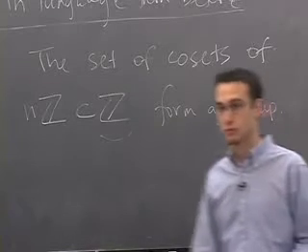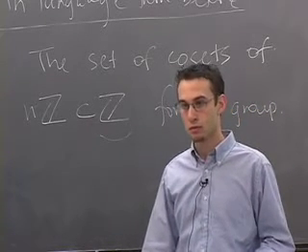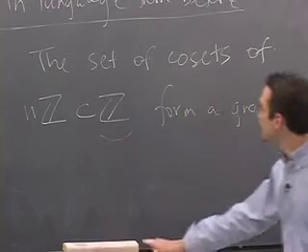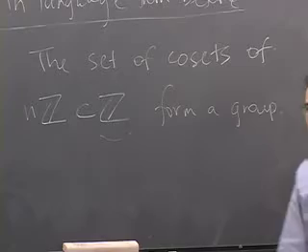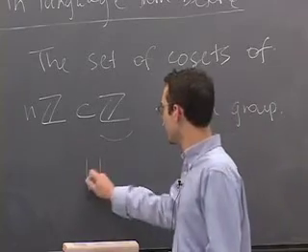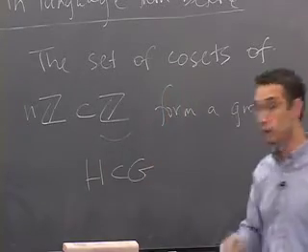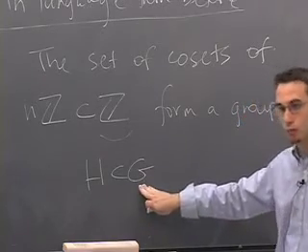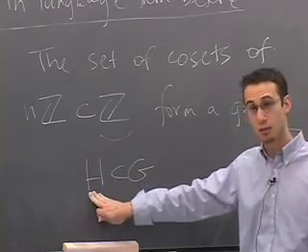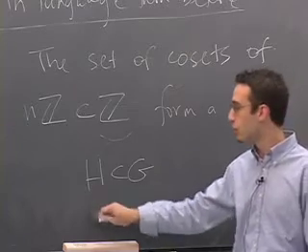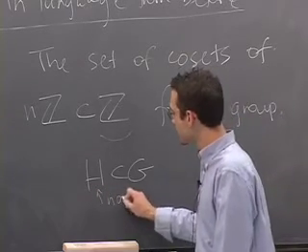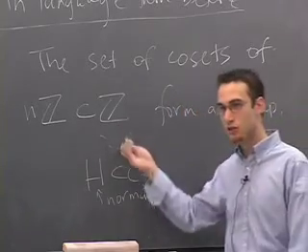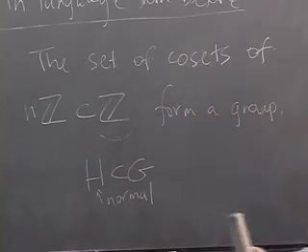Could you repeat what you said just before? Oh, I was just saying that it's not true that if I have some arbitrary subgroup, and we're going to see this later on, that the set of cosets of that subgroup form a group. But it will be true under the hypothesis that H is normal. In the case of Z, this is a trivial hypothesis because all of its subgroups are normal.